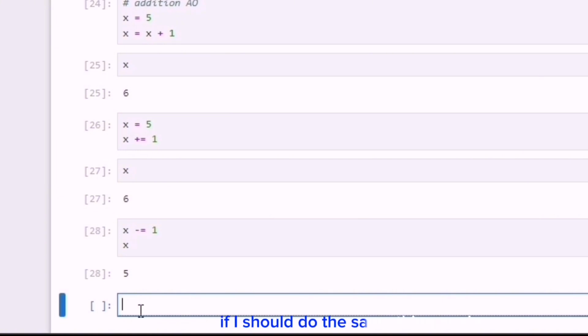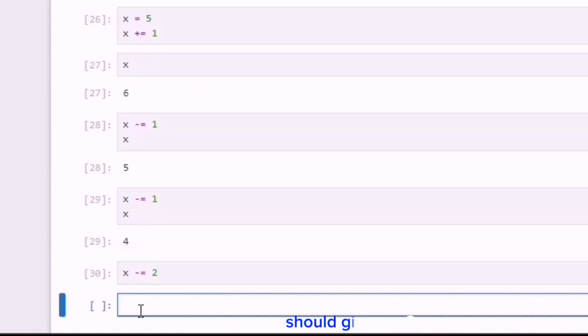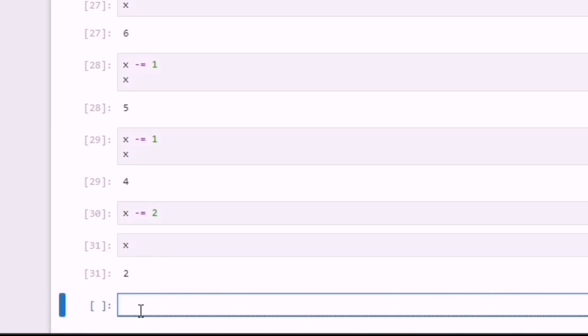If I should do the same thing again, x minus equal to 1, and I should print x, it will give me 4. So it's subtracting by 1. If I want to subtract by 2, it's also the same thing. x minus equal to 2 should give me 2. So this is it for the subtraction assignment operator.